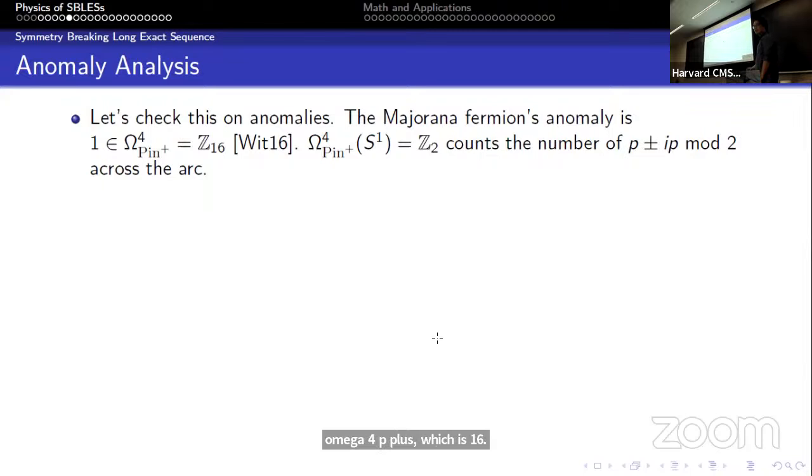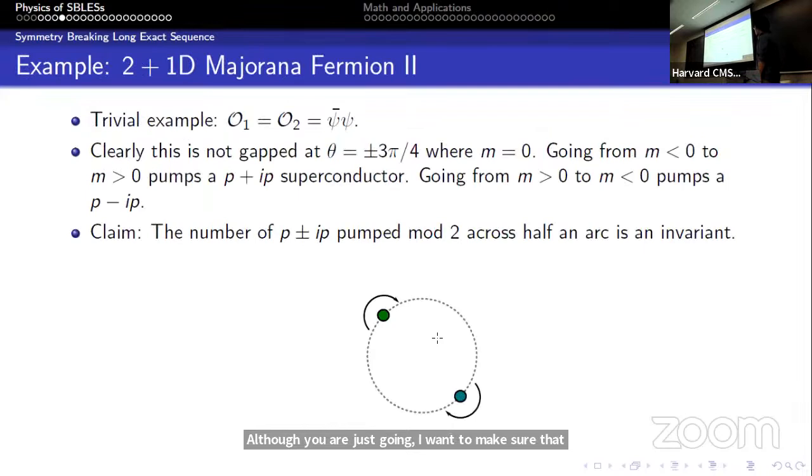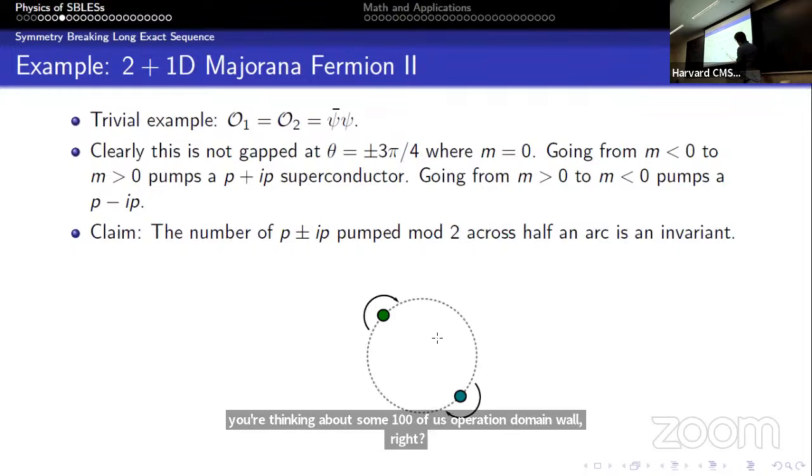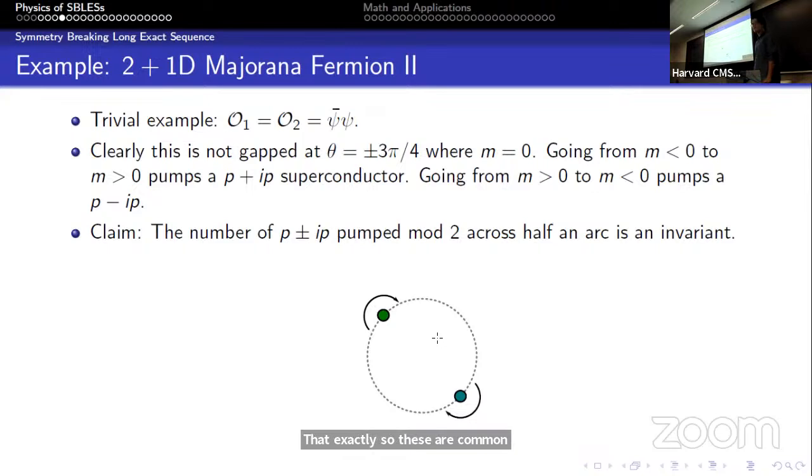Actually, sorry. Although you are just going to explain, I want to make sure of the physical picture you have on your slide. So I guess you are thinking about some time reversal breaking domain wall, right? Exactly. So these are time reversal breaking. And T is breaking oppositely on the two sides, right? Yeah. And usually you are considering the 3D surface state of the 4D Pin+ theory. Yes. And then the time reversal breaking domain will probably go like this. Yes. Now on each side is the chiral Majorana fermion in 1+1D, which is on the domain wall interface between these two time reversal breaking domains, going opposite to it, right? So that's the picture.